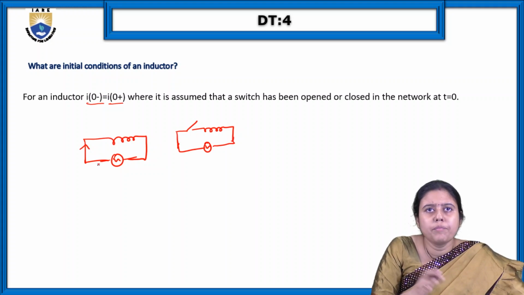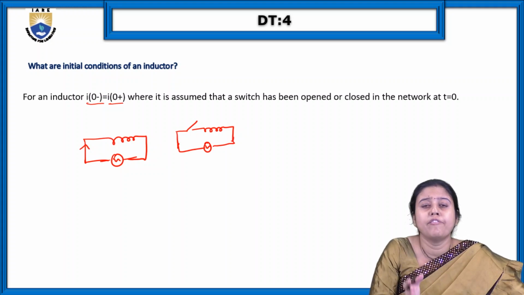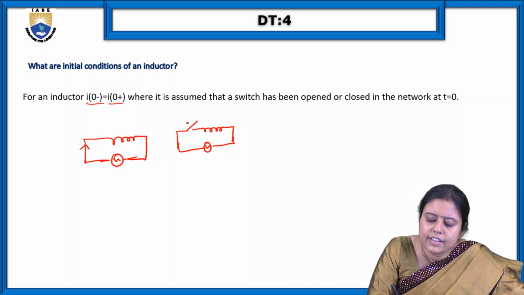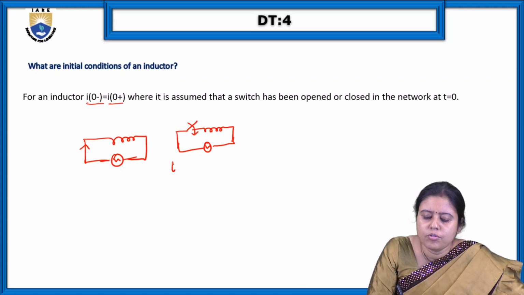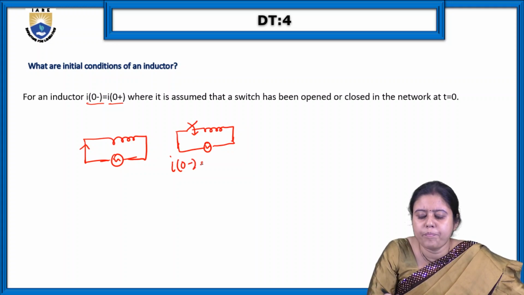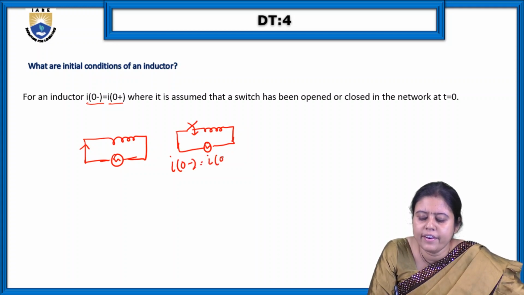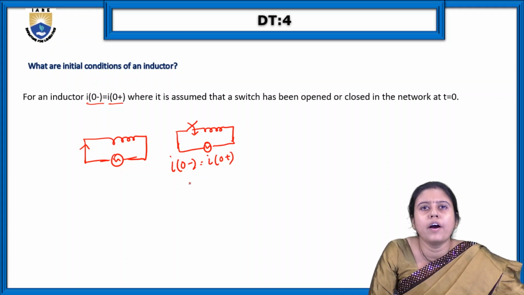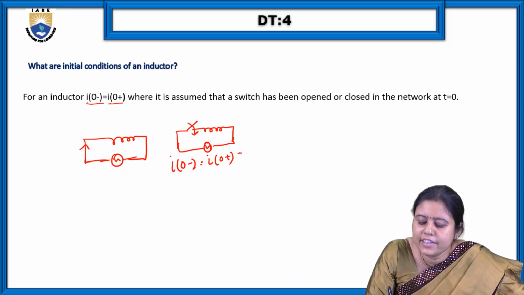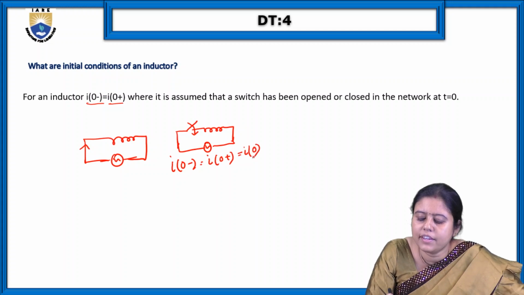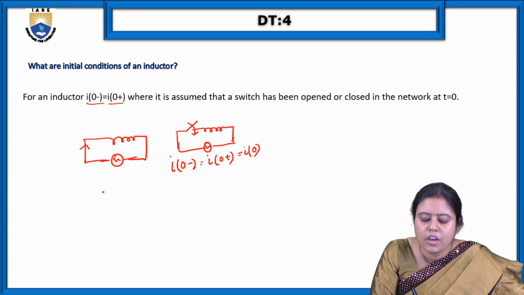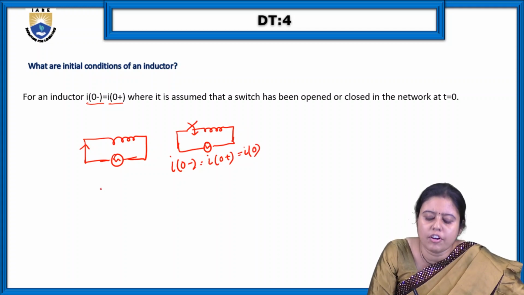Just before the switch is opened, I0 minus, and just after the switch is opened, both will be equal. This is the initial condition we will think of as I0. So what is the physical significance of this?